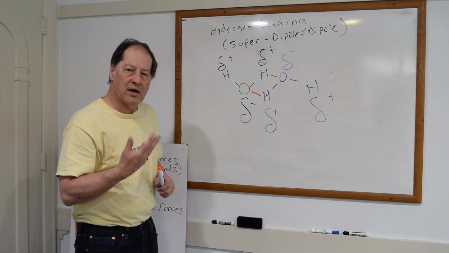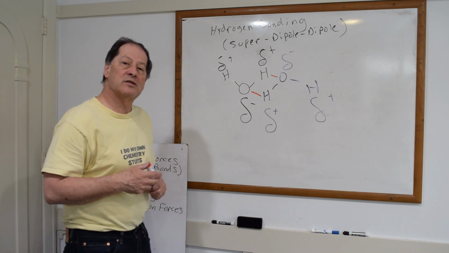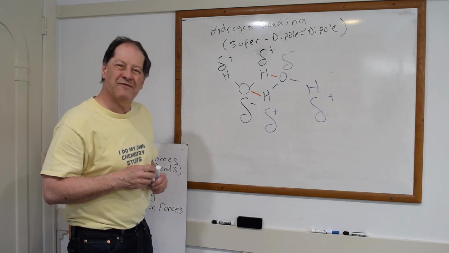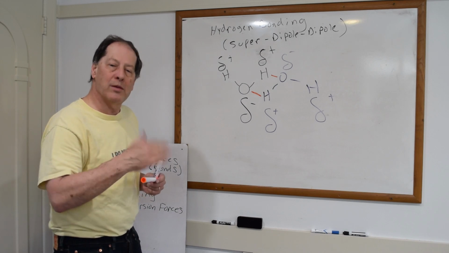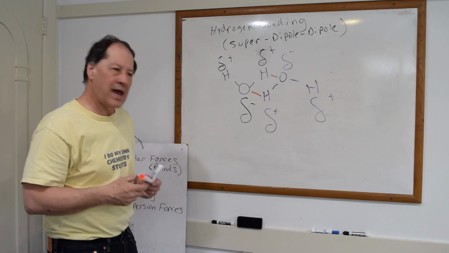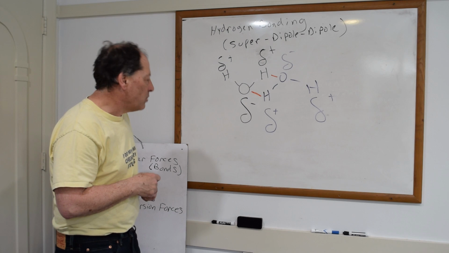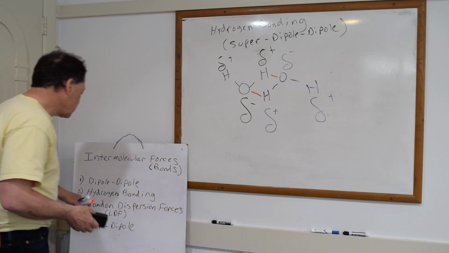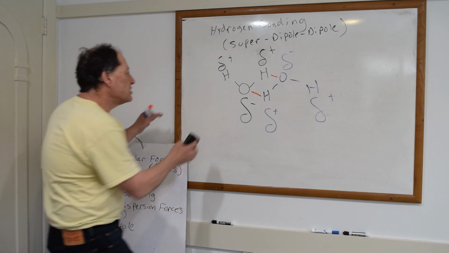Water's boiling point is about 100 degrees Celsius. HCl's boiling point is, I think, about minus 35 degrees Celsius, so way below zero. It's already turned into a gas. Okay? So hydrogen bonds are extra strong dipole-dipole. The next one we're going to call London dispersion forces.